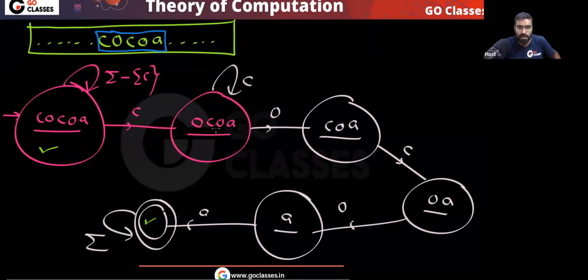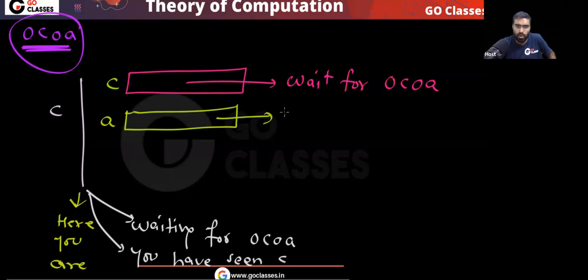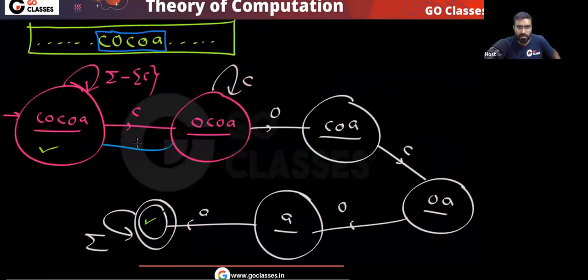Now tell me one more thing. If O comes, then you are here. If A comes, where will you go? If A comes, then the whole progress is gone. Yes or no? Whole progress is gone means you will wait for the entire string, that is C, O, A again. So if A comes, you will go to the initial state.